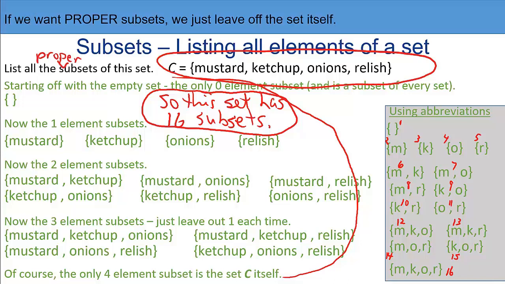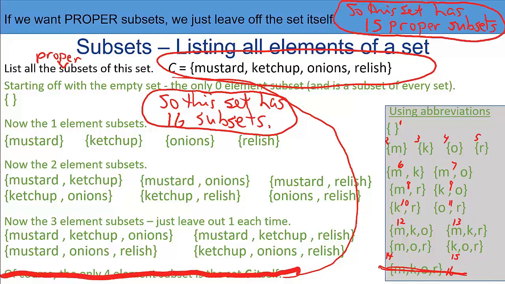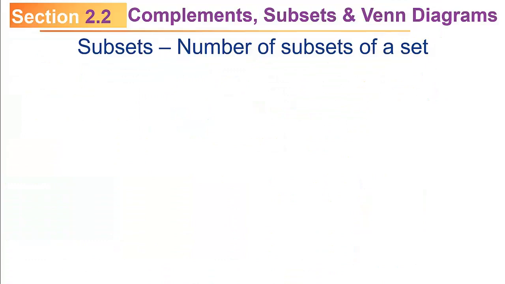If I change it to proper subsets, remember the only difference is whether the set itself is a subset. So if I'm doing proper subsets, I have to leave out the set itself, so the 16 drops down to 15. So if I'm counting proper subsets, there are only 15. It's always true that the number of proper subsets is 1 less than the number of subsets. Let's see if we can find a pattern here.